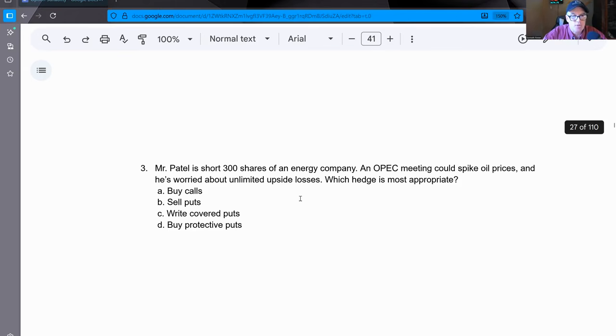Mr. Patel is short 300 shares of an energy company. An OPEC meeting could spike oil prices, and he's worried about unlimited upside losses. Which hedge is most appropriate? Should we short the stock? He's worried about going up. You can either sell a put or buy a call. They didn't say income. He said protection. Buy a call. Boom.